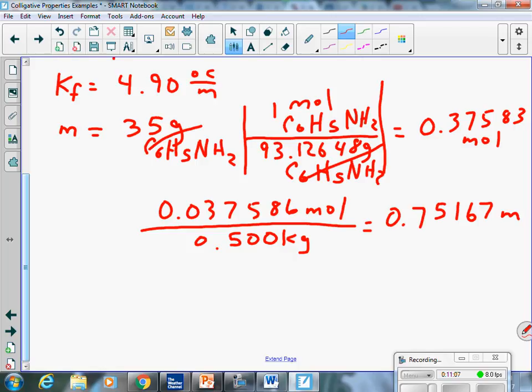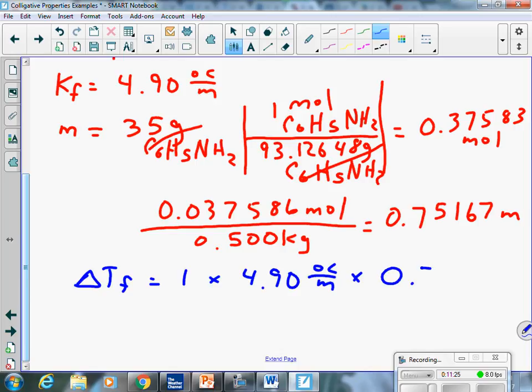Plug it back into my equation. Delta T of F is equal to Van't Hoff's factor, which was 1, Kf was 4.90 degrees Celsius per molal. The molality was 0.75167 molal. My molals cancel. It's going to leave me an answer in degrees Celsius, and that comes up to be 3.68.